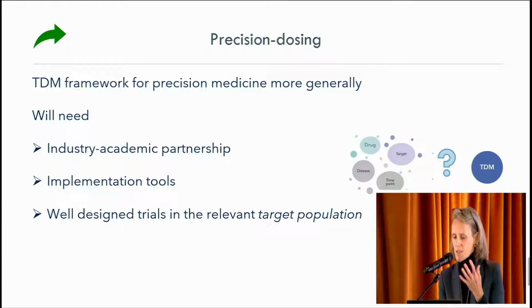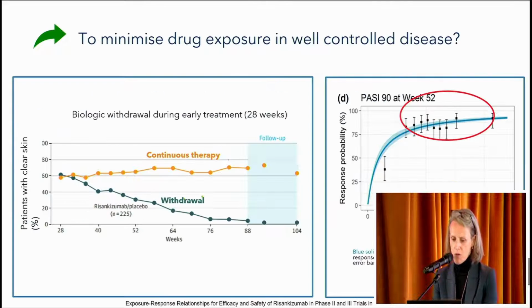We need to really have strong industry academic partnerships to move that data around PK/PD in this context through to algorithms that are fit for therapeutic drug monitoring to decide the target and so on, and the population. We need implementation tools. We need to partner with diagnostics companies. And we also need some well-designed trials in the relevant target population. In other words, where do we see this tool being of most value going forward in the context of some of the modern drugs that we've got?